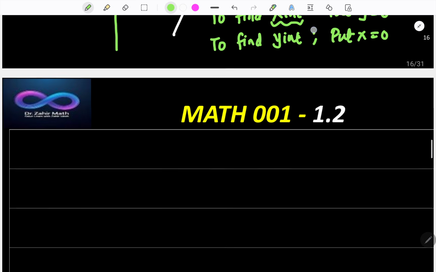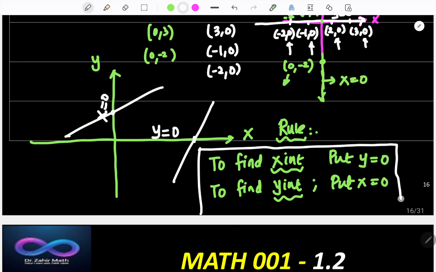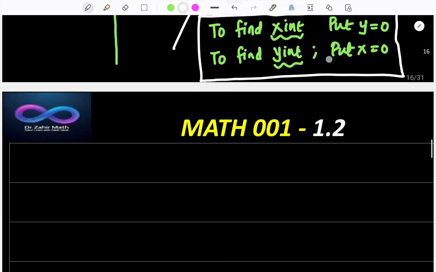Teacher, do I remember all these points? No. Only remember the rule. What is the rule? To find the x-intercept, put y equal to 0. To find the y-intercept, put x is equal to 0. Teacher, is it easy or difficult? It's very easy, but students always make careless mistakes in this question. Look carefully.